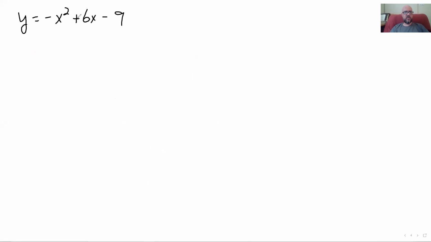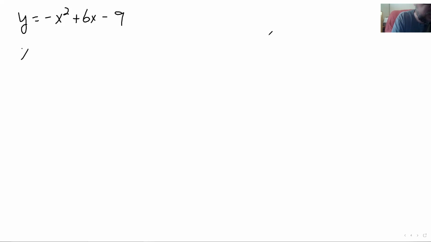All right, I want to do minus x squared plus 6x minus 9. So I notice right off the bat that this has a minus in front of the x squared, so I know it's going to open downwards, or it's going to be an umbrella rather than a cup. And I'm going to do exactly the same things we just did. I'm going to start by finding the vertex.